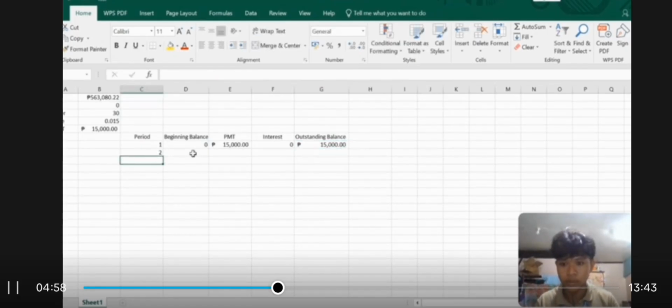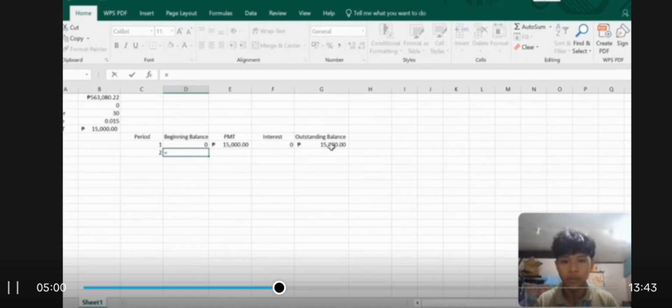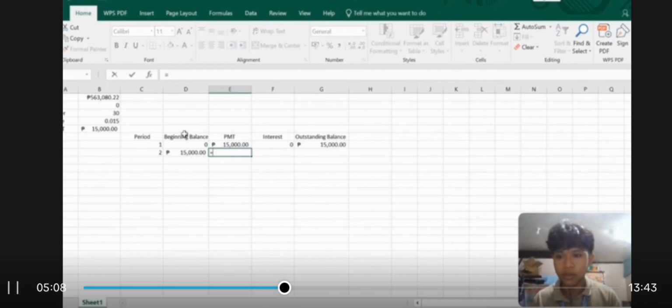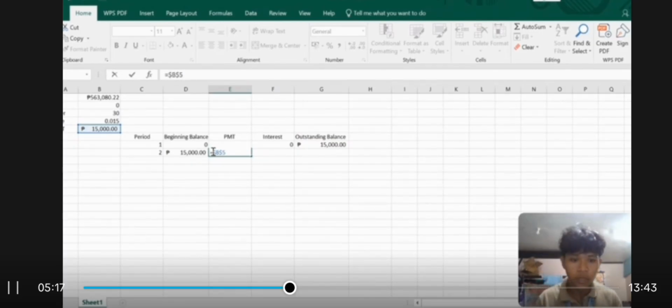Second period. So our beginning balance now is equal to 15,000 pesos. And our PMT is equal to 15,000 pesos. But we need to put dollar signs beside the letter, guys. So Excel won't change the cell reference when copying formulas. It keeps one value fixed while allowing the other value to update. So yan ang gamit ng dollar sign, guys.